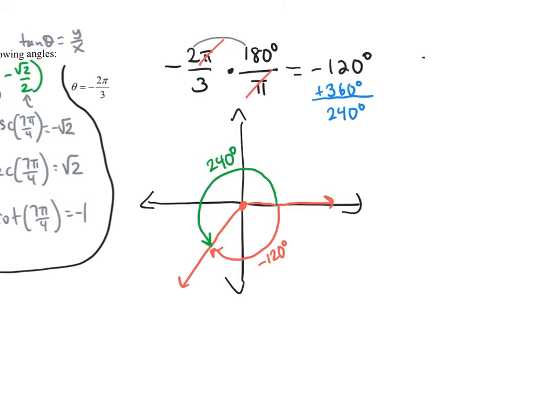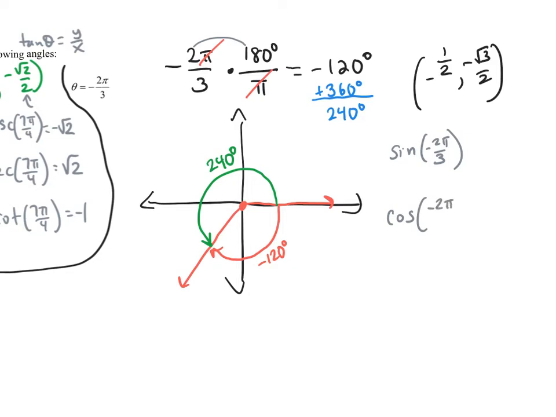So now I'm just going to use the point at 240, which is -1 over 2 and -√3 over 2. That's my ordered pair. So adding and subtracting 360 makes it really nice because it gets you to a point on the unit circle. So if I want the sine and the cosine and the tangent of -2 pi over 3, I'll just use this point. So for -2 pi over 3, the sine is the y value. The cosine is the x value.